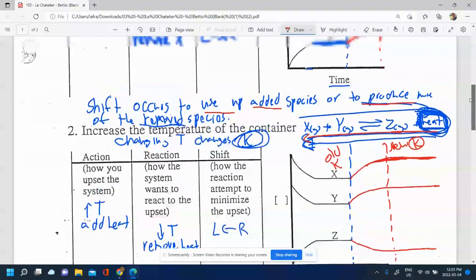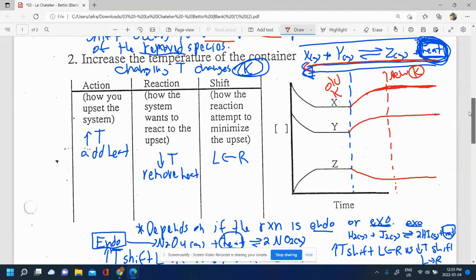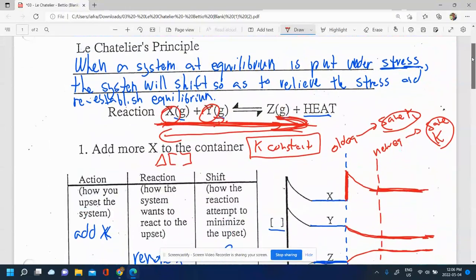So in this video, we saw how temperature affects shifts in equilibrium systems. We saw it depends on whether you have an endothermic or exothermic reaction. We also saw that the K value will actually change when you change the temperature, unlike changing the concentration of reactants that you add or remove.